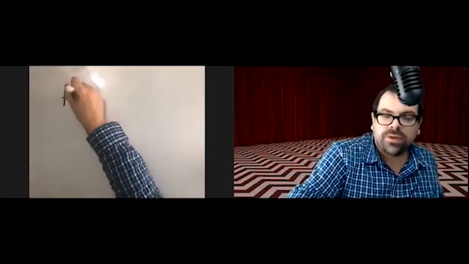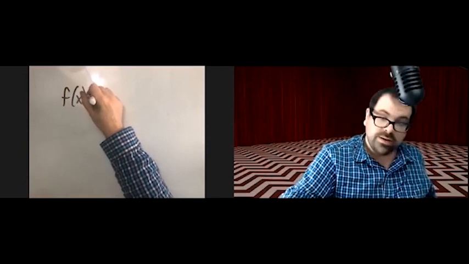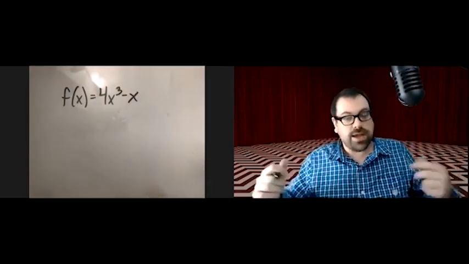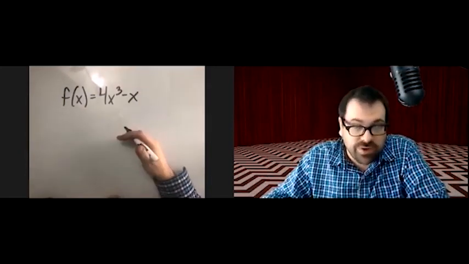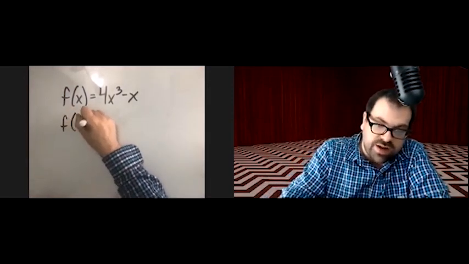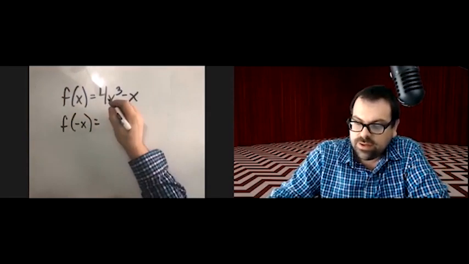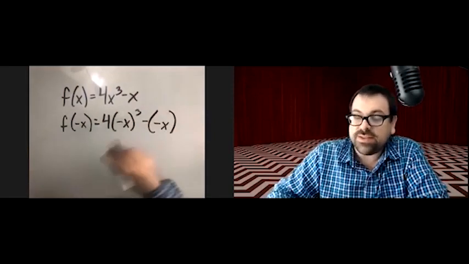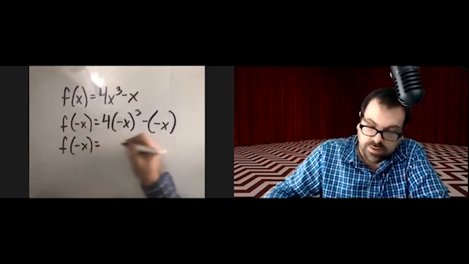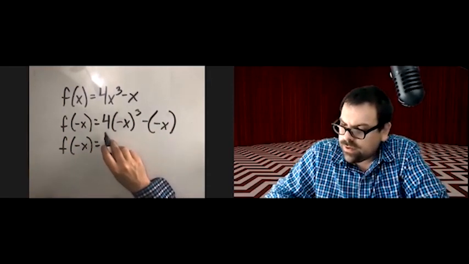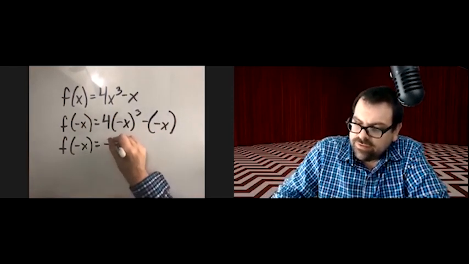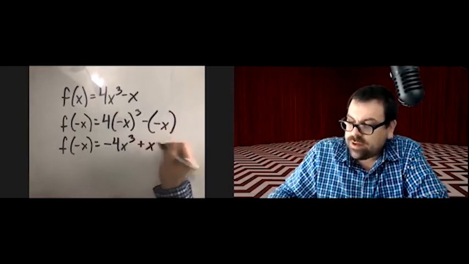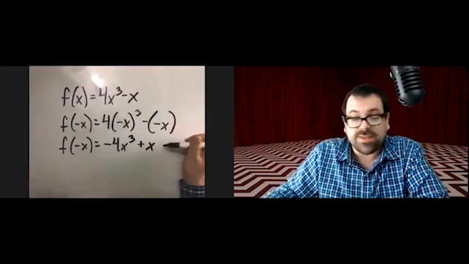Okay, our next example. Let's take a look at f of x equals 4x cubed minus x. So we're going to do the same thing again. First, we'll see if it is an even function. If we put f of negative x in, we get negative x's instead of x's. A negative to an odd power will be negative. So negative 4x cubed minus negative x is going to be plus x. This is not the same.